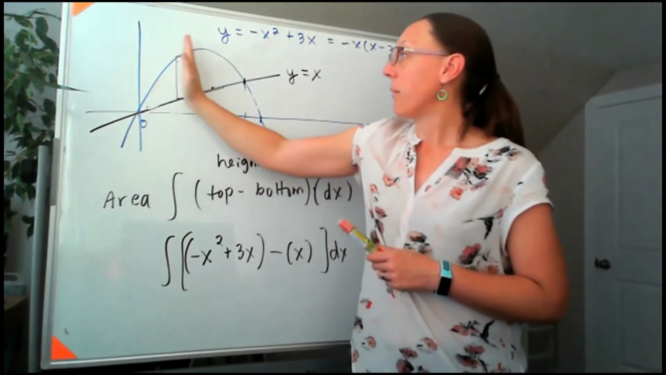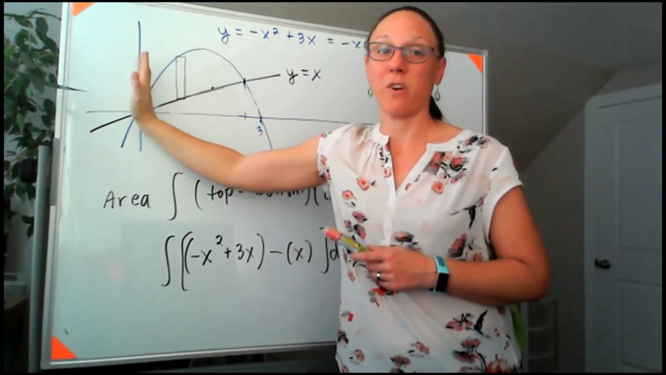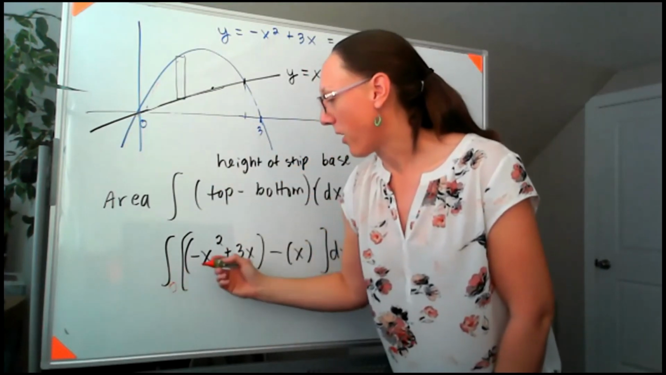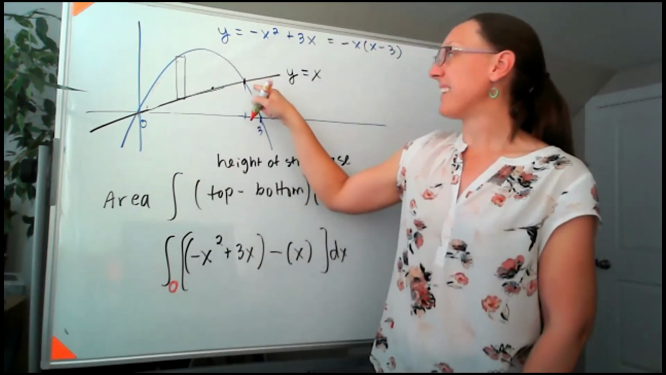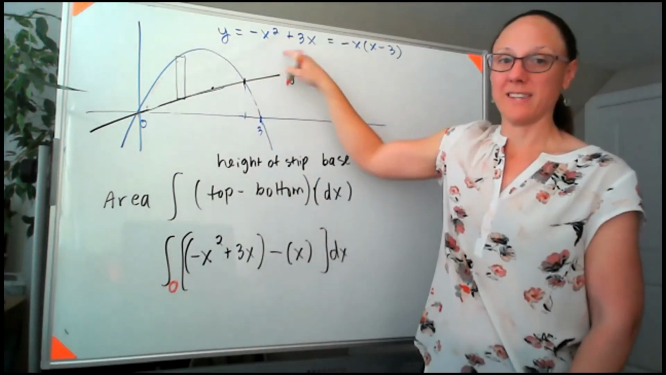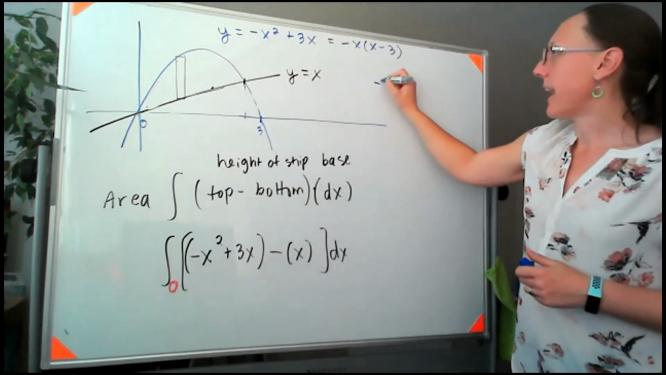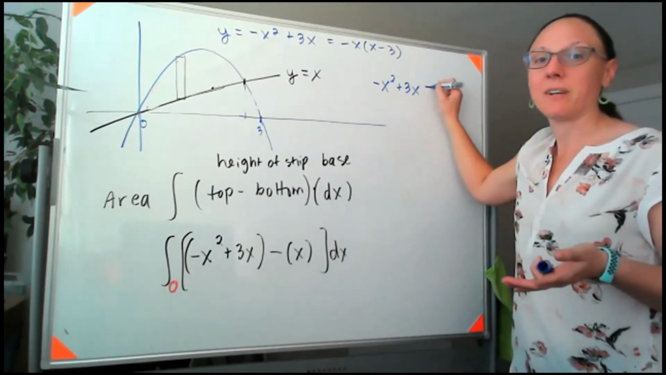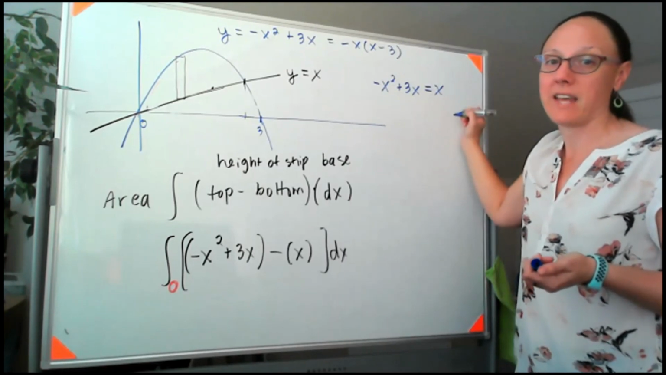So here, thinking about, I'm going to take these slices, or these rectangles, as far to the left as 0. So I know I need a 0 for my bottom limit. But for that top limit, I need to know where these two functions intersect. So I've got negative x squared plus 3x. And to find the intersection, I'm going to set the two y values equal to each other. So I'm going to set that equal to x.